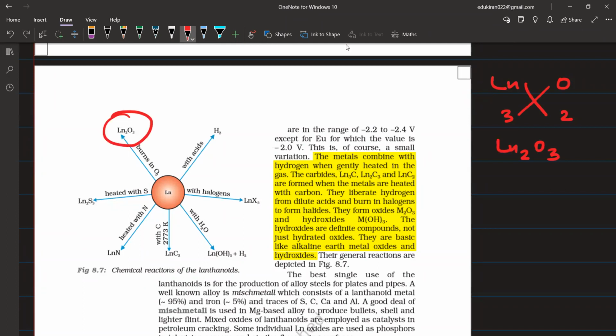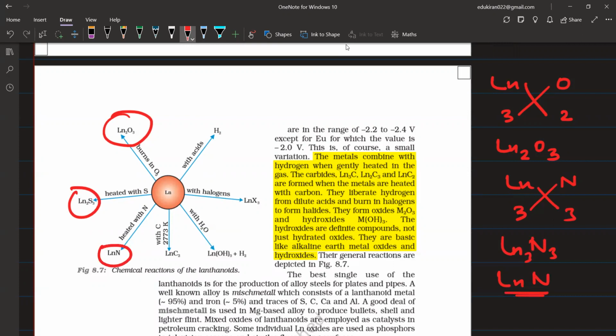Similarly, sulfur also has valency of 2, so you will get Ln2S3. If you see lanthanum and nitrogen, both have valency of 3 and 3. If you cross multiply, you will get Ln3N3. Since both of them have the same coefficients, you can divide by 3 on both sides and you will get LnN. So this is the nitride of lanthanum. Then you have hydroxide, which is Ln(OH)3. Important thing about the carbide is that carbides can be formed as Ln4C3, Ln2C3 and LnC2. These are the different types of carbide formed by lanthanides.